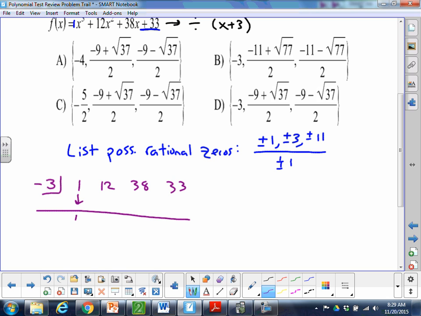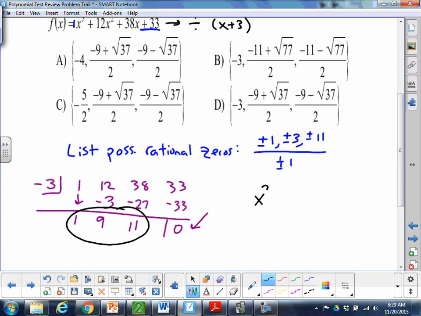If we do the synthetic division, bring the 1 down, multiply by -3, add those to get 9, -27, add those to get 11, -33, and we should definitely get a 0 as a remainder, right? We knew that -3 was a 0, so that worked. Now all we have to do is take this answer, which is a quadratic, and solve it using the formula.